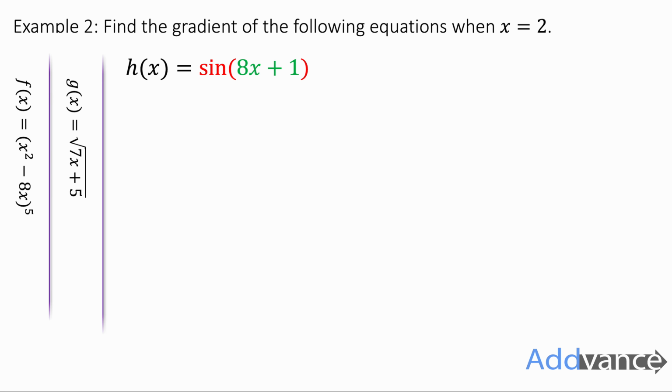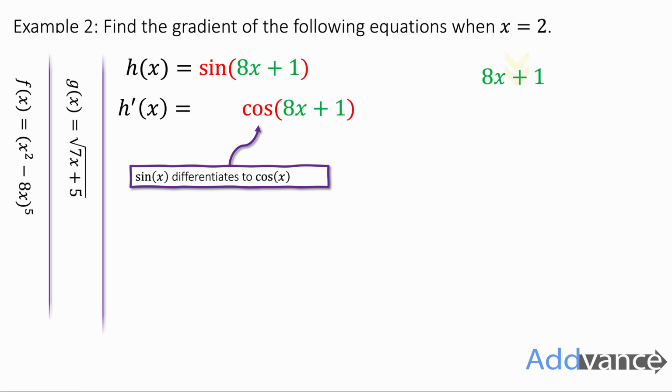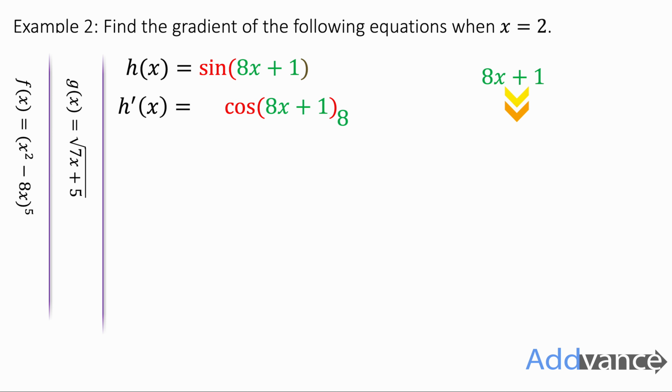Finally, we've got h of x equals sine of (8x plus 1). You might not be familiar with differentiating sine, but all it is, sine differentiates to cos, cos differentiates to minus sine. Okay? Don't worry too much about it if you're not completely familiar with this. All you need to know is sine differentiates to cos. So that's what we're going to do. We're going to differentiate the red part first. Sine differentiates to cos, and then inside the bracket, 8x plus 1 differentiates to 8. So we multiply by 8 on the outside. And that's a derivative there.